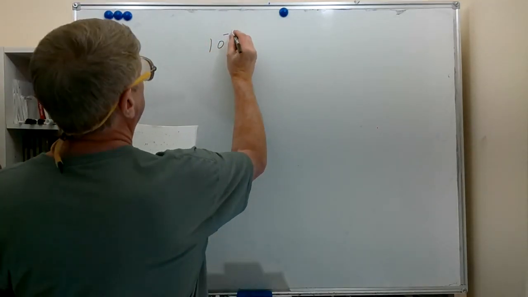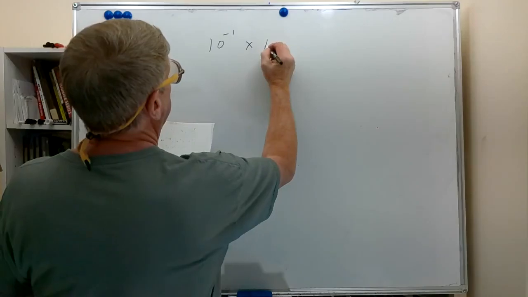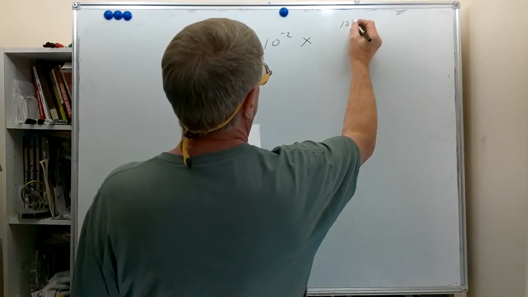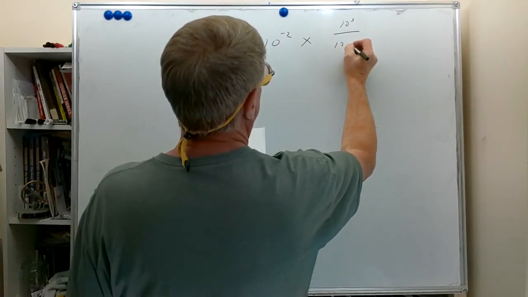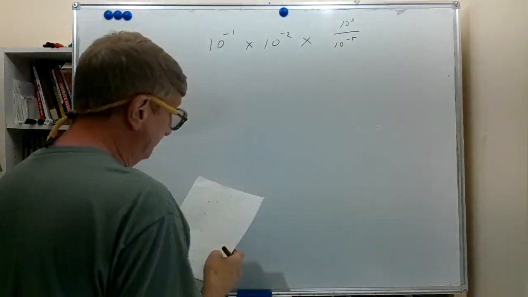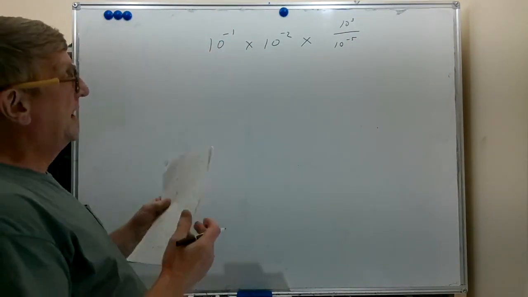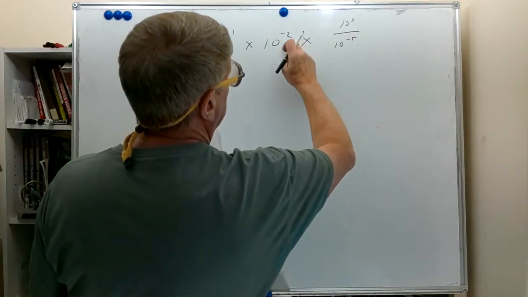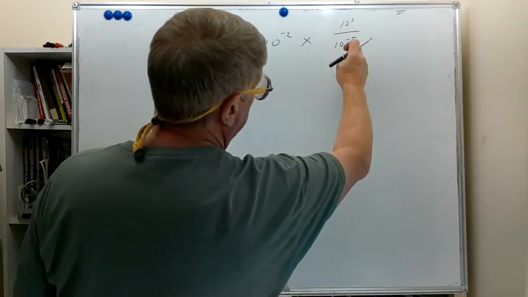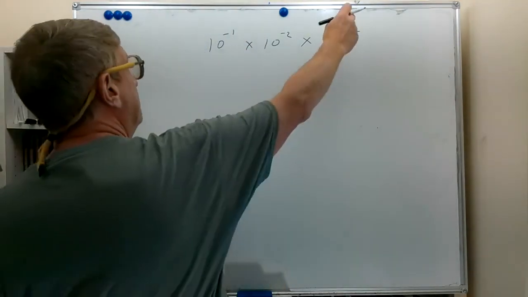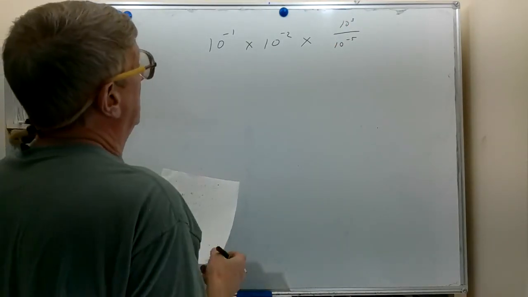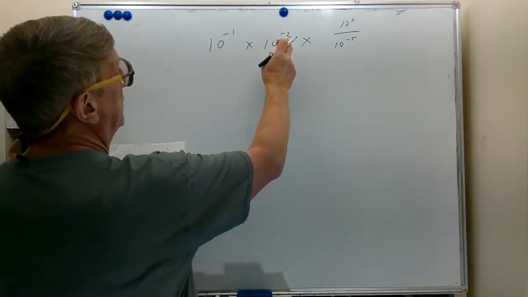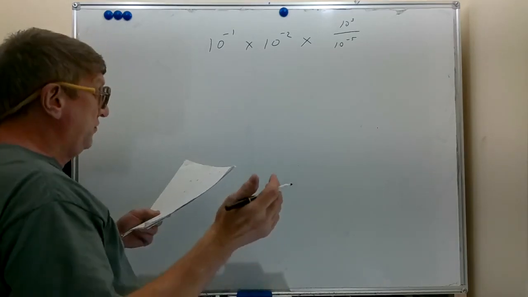Ten to the negative first times 10 to the negative second times 10 to the third over 10 to the negative fifth. We work from left to right. We want to do the multiplication, then we're going to have another multiplication from here to the numerator of this fraction, and a division from the numerator to the denominator. We're going to do this multiplication first, and we're going to remember the rule for negative exponents. We add the absolute values of the exponents and use the negative sign.